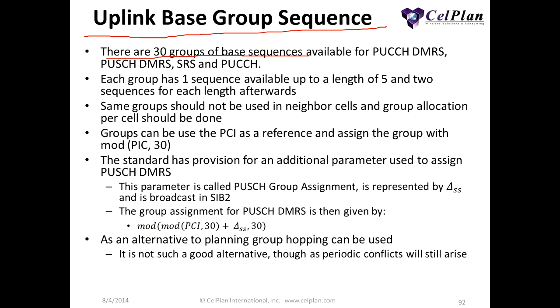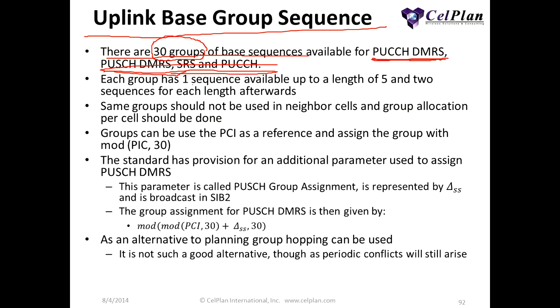So uplink group-based sequences. Well, there are 30 groups, as I already said, of base sequences that are available for PUCCH DMRS, PUSCH DMRS, SRS, and PUCCH. So basically, they are all applied in the uplink. But the decision to use one or the other is based on the cell PCI. Okay. So I said 30 groups. Each group, of course, has more than one sequence.